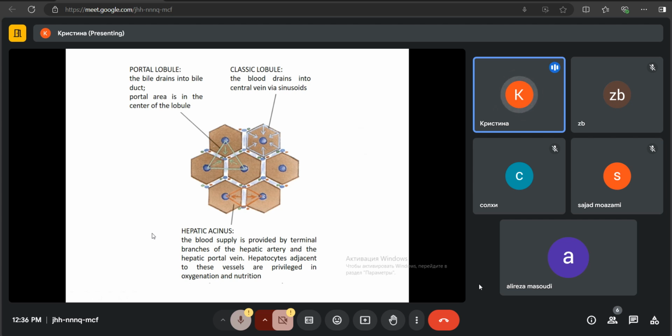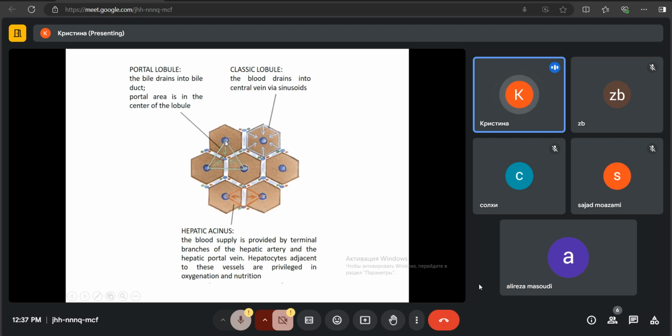We discussed previously the classical lobule, which is hexagonal with 6 angles. It describes the blood flowing inside this lobule from the periphery to the center. Also, we can discuss the structure of liver in different terms. For example, in the term of the portal lobule, it will be triangular in shape with each angle inside the central vein of the lobules. And this portal lobule describes the bile flow.